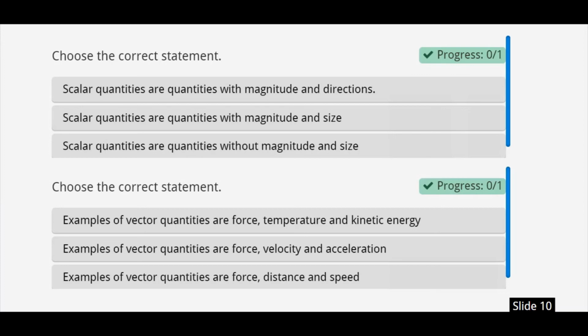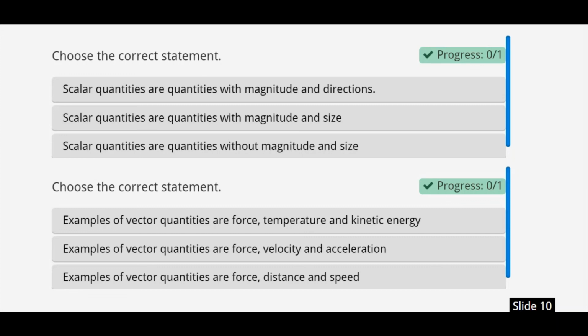Now, let's see the summary of all what we've been talking about. We have to choose the correct statement. Number 1, scalar quantities are quantities with magnitudes and directions. Is that correct? No, that relates with velocity. Scalar quantities are quantities with magnitude and size. Yes, because magnitude and size are the same. So that is the true definition of scalar quantities.